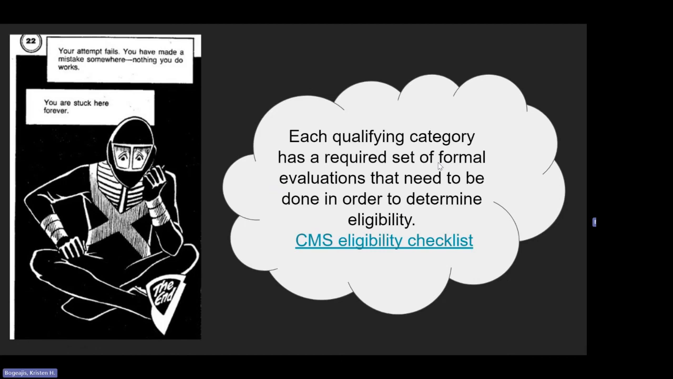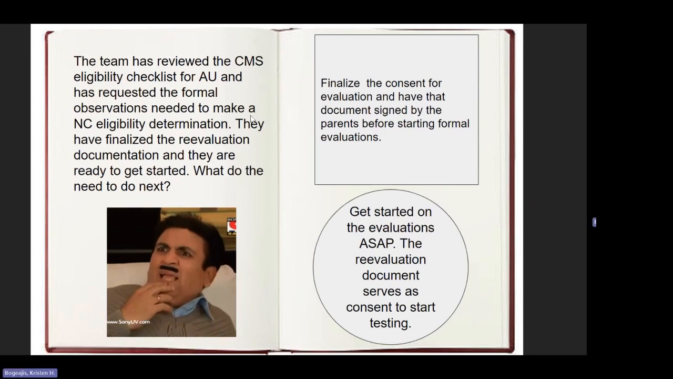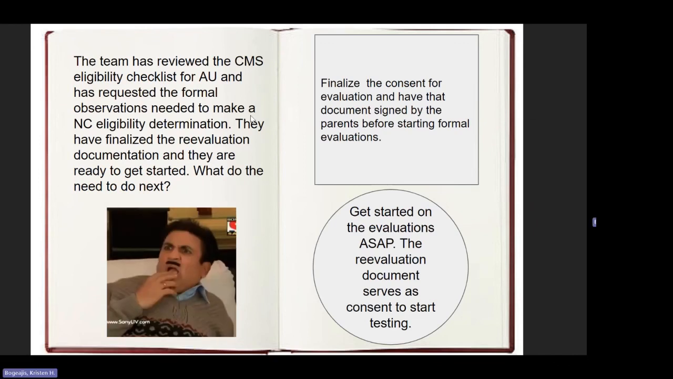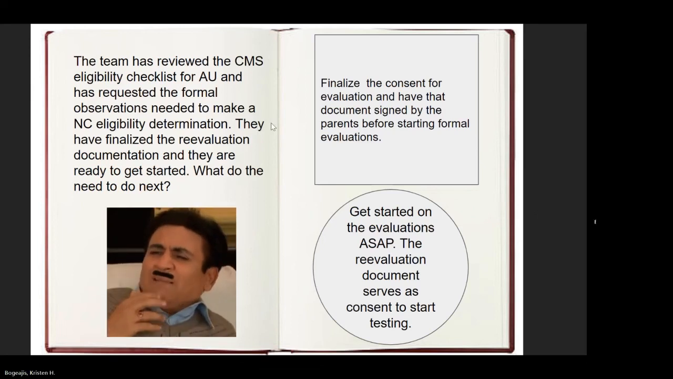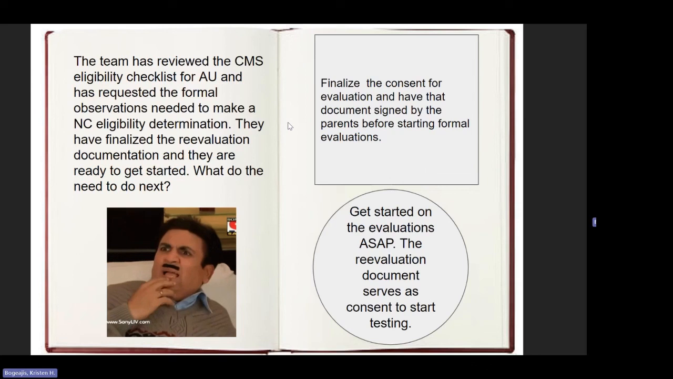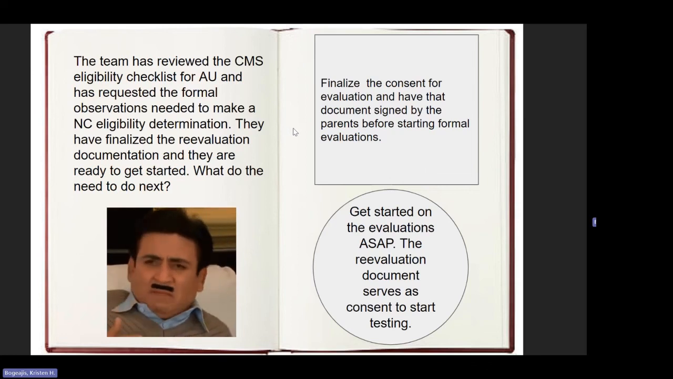Each qualifying category has a required set of formal evaluations that need to be done in order to determine eligibility, and there is a link to that checklist. The team has reviewed the CMS eligibility checklist for AU and has requested the formal evaluations needed to make an EC eligibility determination. They have finalized the reevaluation document and they are ready to get started.